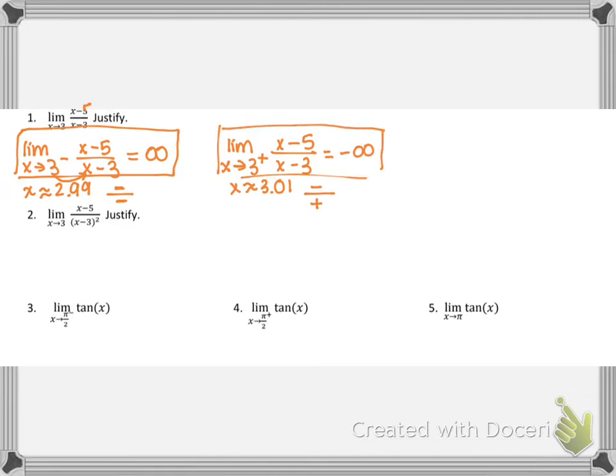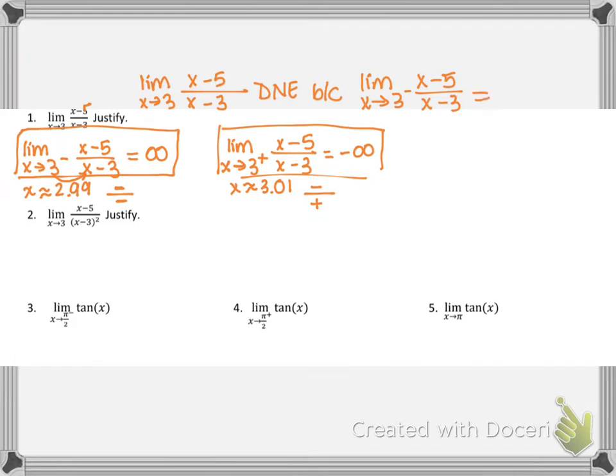So we're going to say that the limit as x approaches 3 of x minus 5 over x minus 3 does not exist, because the limit as x approaches 3 from the left of x minus 5 over x minus 3 does not equal the right-hand limit as x approaches 3 of our function. That's a little bit tedious and a lot to write out, but just getting some practice on justifying.